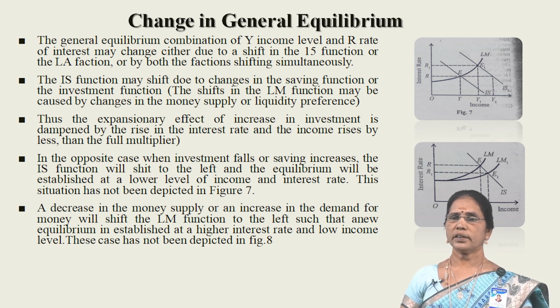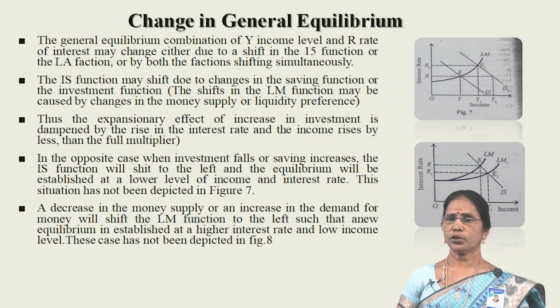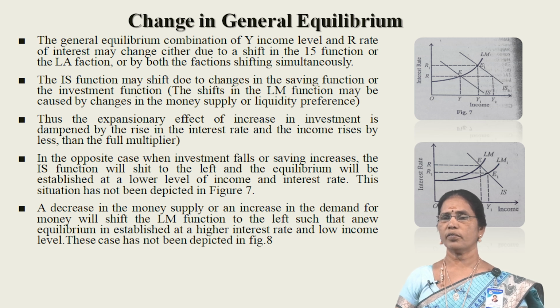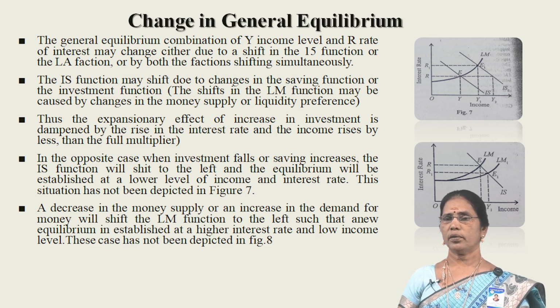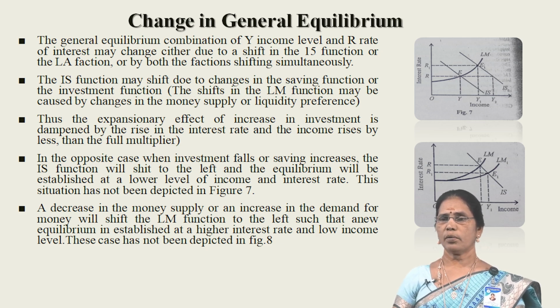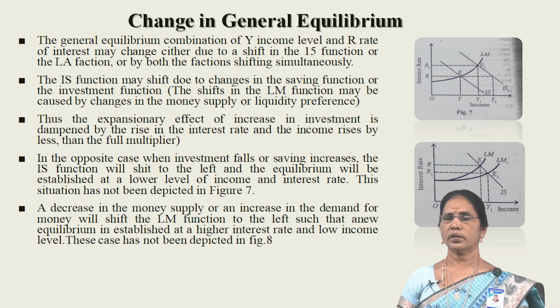In the opposite case, when investment falls or savings increase, the IS function will shift to the left and the equilibrium will be established at a lower level of income and interest rate. This situation has not been depicted in this figure. A decrease in the money supply or an increase in the demand for money will shift the LM curve to the left, such that equilibrium is established at a higher rate of interest and lower income level. This case has not been depicted in the figure.